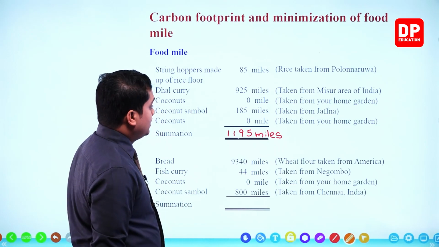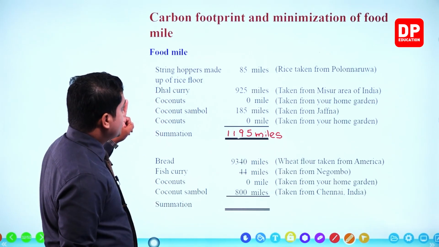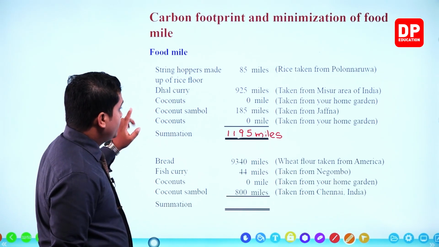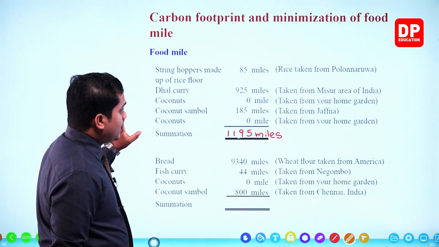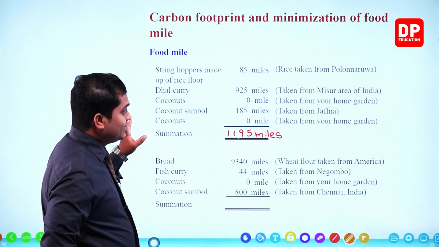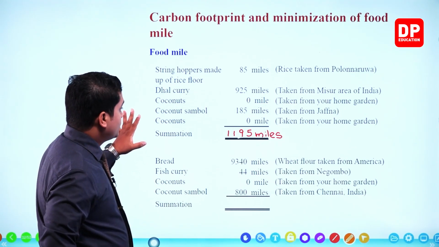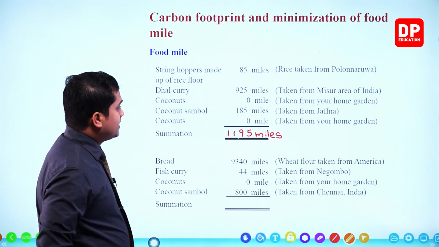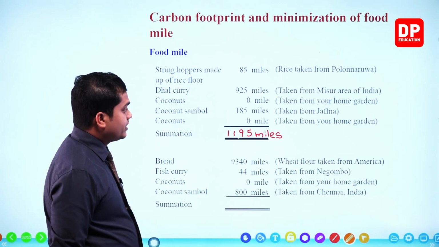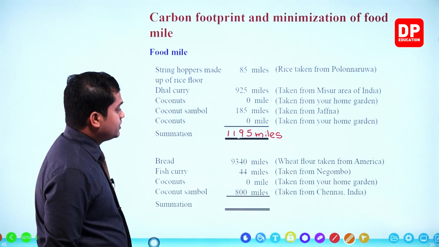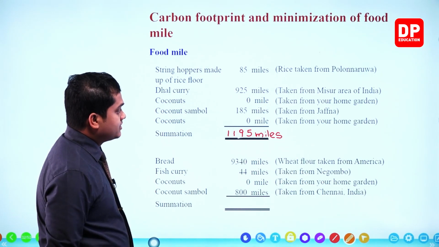So what did the meal contain? String hoppers, made from the rice taken from Polonnaruwa. Then dal curry. Dal was made using the dal which is imported from India, from the Mysore region. Coconuts obtained from the home garden. Then coconut sambal obtained from the Jaffna region. So altogether the summation is equal to 1195 miles.